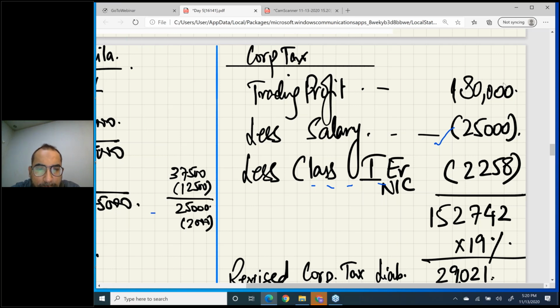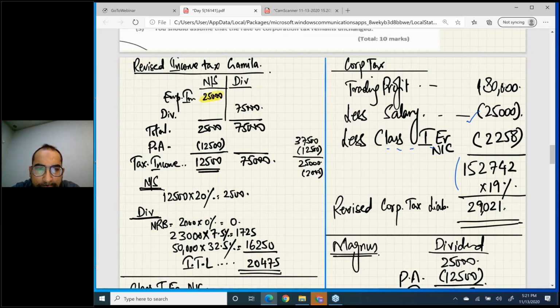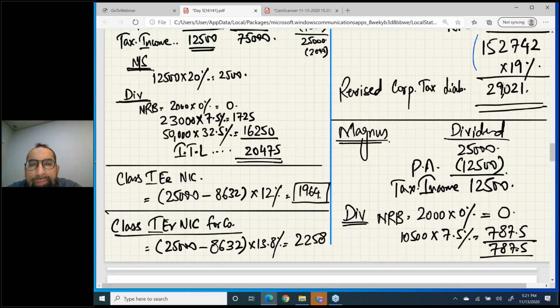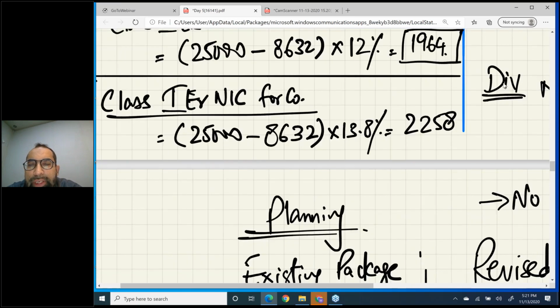Let me show you class 1 employer NIC. This is class 1 employer NIC. See this, let me enlarge it. 25,000 minus 8632 into 13.8%. Okay, that is 2258. See, I've done it.